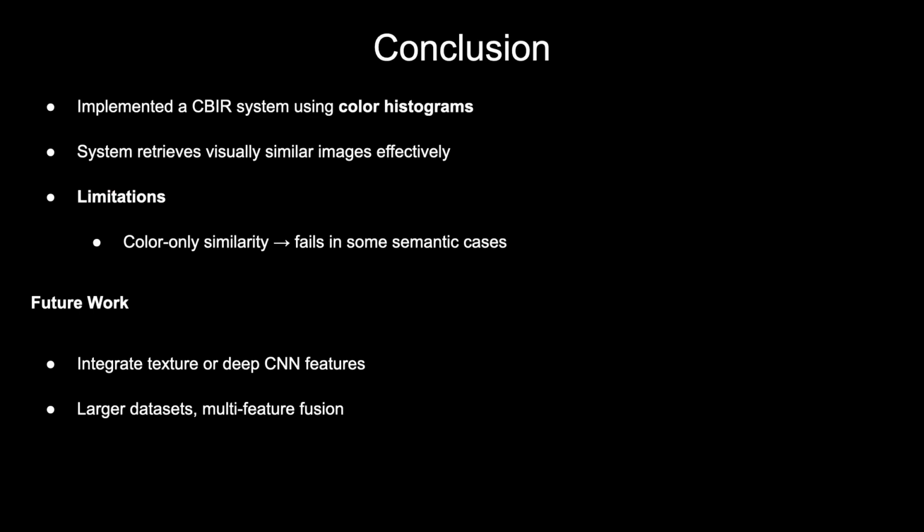So coming to the conclusion, to summarize, we successfully built a CBIR framework using color histograms. Our system retrieves images based on visual similarity of color distributions. So the results show that this approach is effective when color is the dominant distinguishing feature. However, we also observed the limitations. The system can retrieve semantically irrelevant images if they share similar colors.